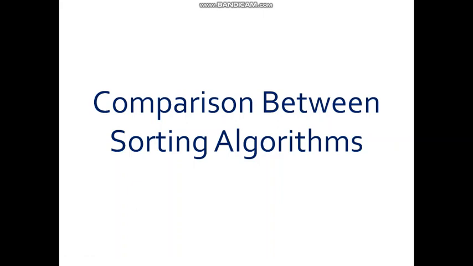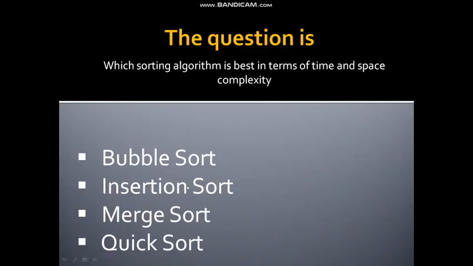In today's video, we will discuss the comparison between different sorting algorithms. So let's start. Okay, so in today's video, we will discuss these four sorting algorithms, which are bubble sort, insertion sort, merge sort, and quick sort. The first question is: which sorting algorithm is best in terms of time and space complexity?